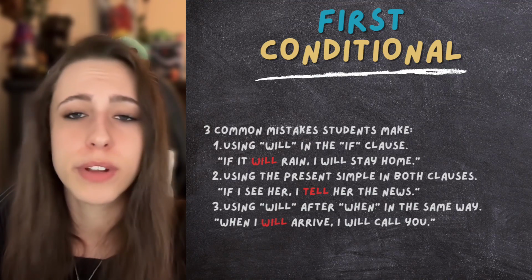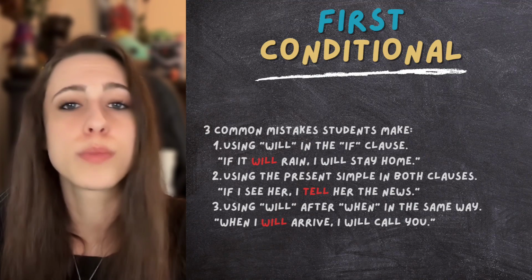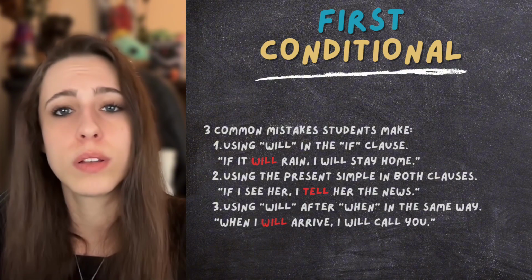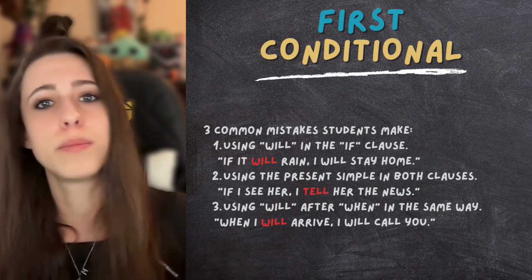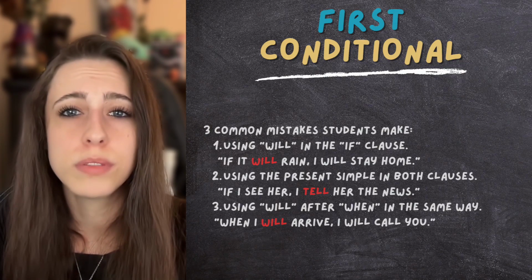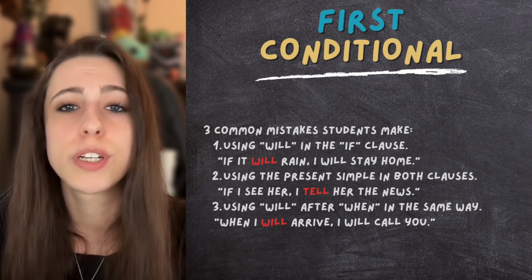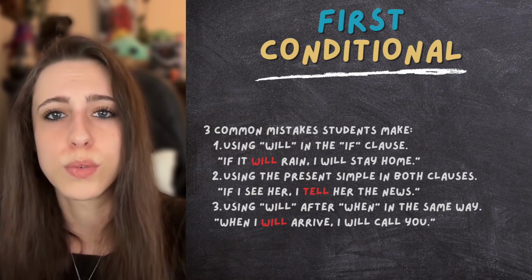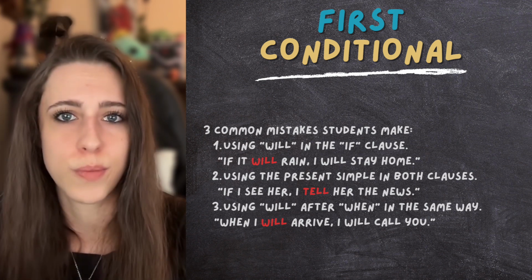Now let's have a look at three common mistakes when using the first conditional. The first most common mistake is using will in both clauses. Students sometimes use will in both the if clause and the result clause. For example, if it will rain, I will stay home. Remember, we want to use present simple in the if clause. So, if it rains, I will stay home.